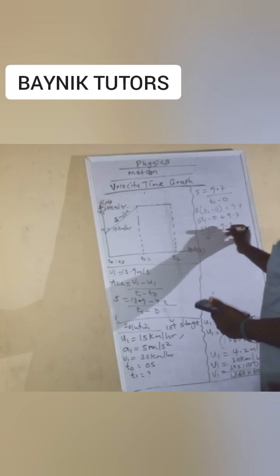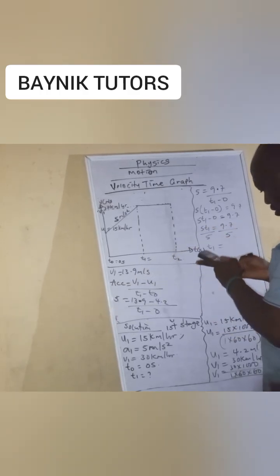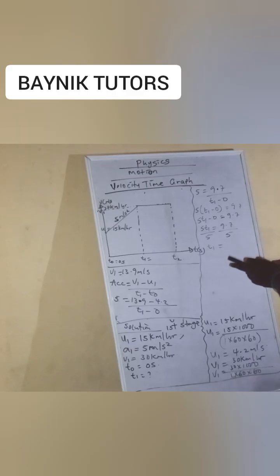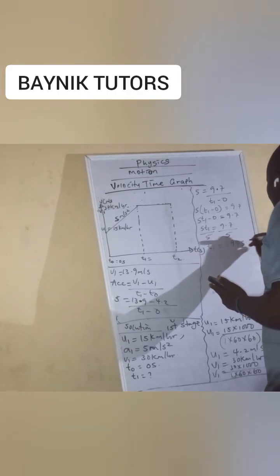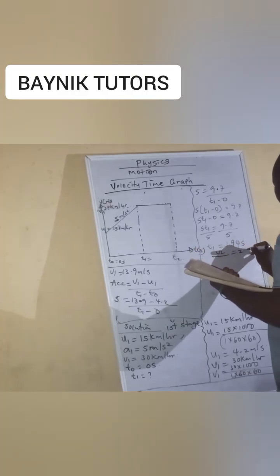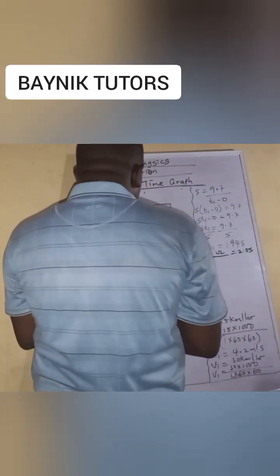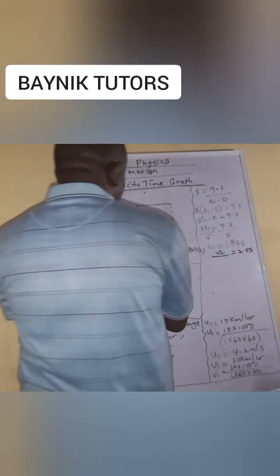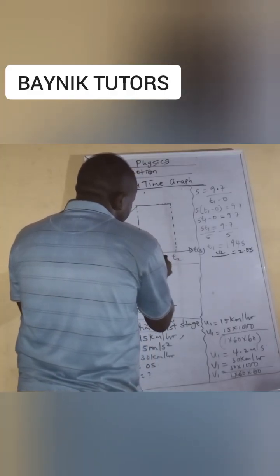Divide both sides by 5. So T1 is equal to 9.7 divided by 5. That's 1.94 seconds. So we can approximate it to 2.0 seconds, just to make it more efficient. So that means our T1 is 2 seconds.